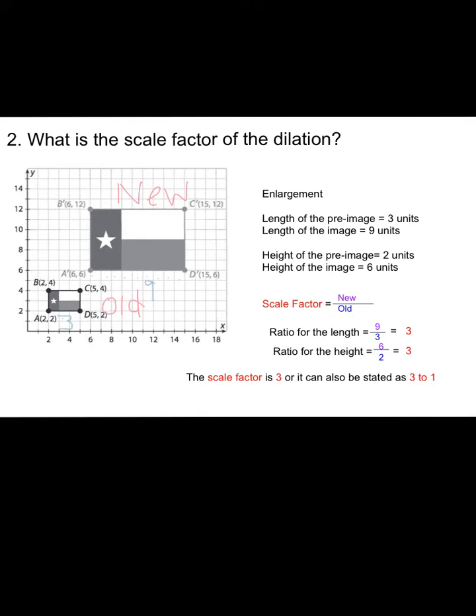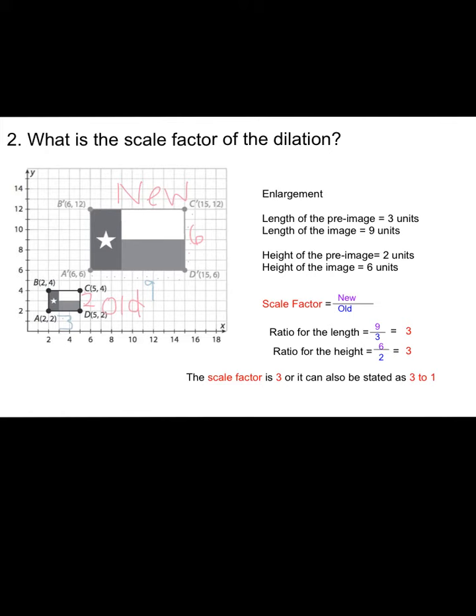We're going to do the same for the height of the rectangles. So we're counting the units. And again, I could count the units since it is a vertical line in this case. So I have 1, 2 units for the height. And on this side, I have 1, 2, 3, 4, 5, 6.